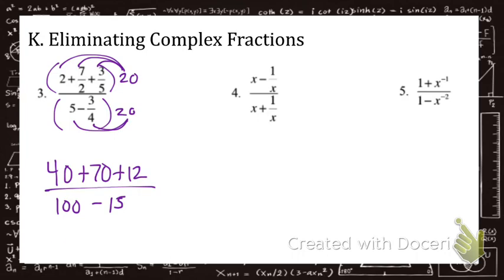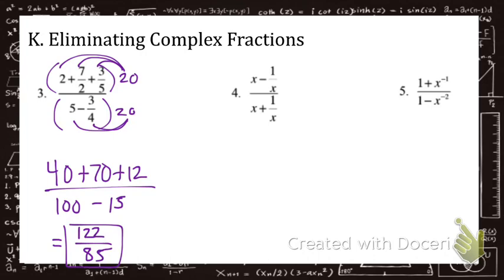And then if I add all these things together and do all that subtraction and addition, that would be 70 plus 40 is 110. 110 plus 12 would be 122. And then on the bottom, 100 minus 15 would be 85. And leave it like that.